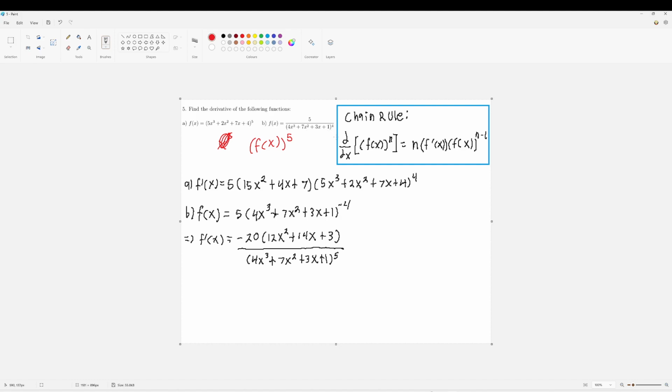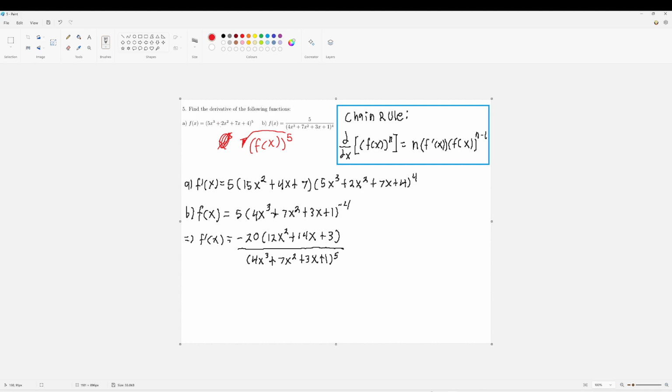So for the chain rule, basically what we're going to do is take the degree down as we always did, so the 5 goes down. Multiply that by the derivative of the inside, and then multiply it by the original to the power minus 1. So we have 5x cubed plus 2x squared plus 7x plus 4, all this to the 5. Well, we're going to bring the 5 down. That goes to here. For the derivative of the inside, we do the power rule once again.